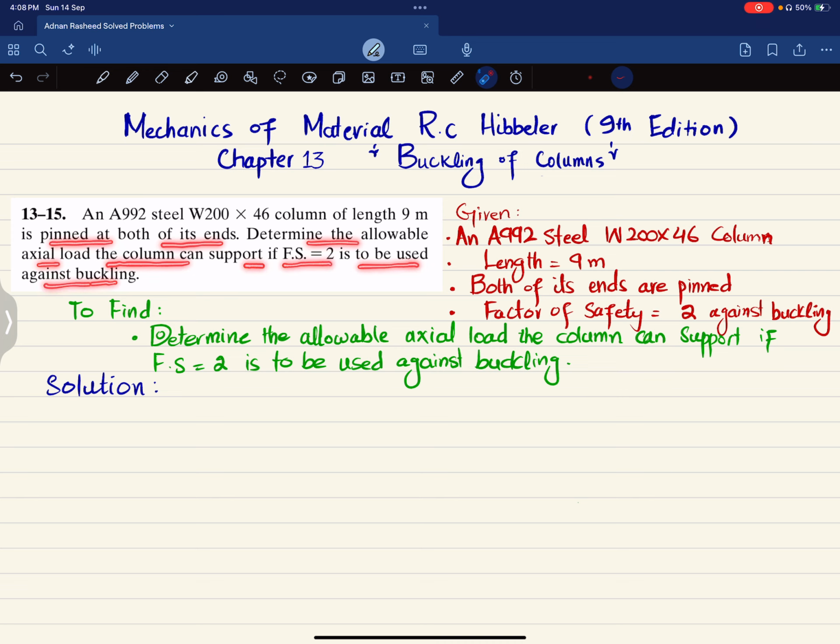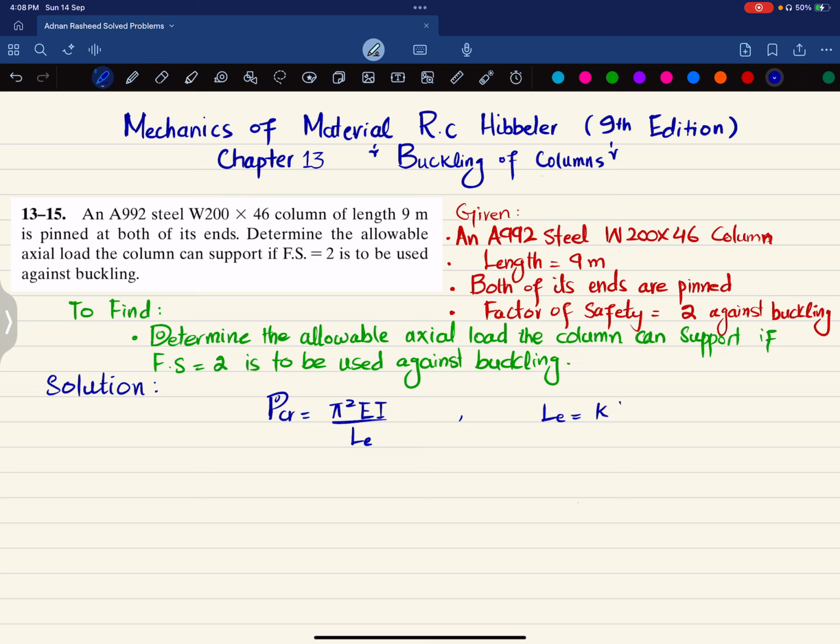So you can see we will have a W200 by 46 column of length L, and we will find the allowable axial load with a factor of safety of 2. So let's start with the solution. As we know, the critical load, which is the maximum load, is represented as pi squared EI divided by LE squared, where LE is the effective length and it is equal to K multiplied by L.